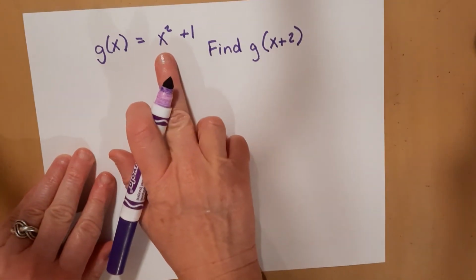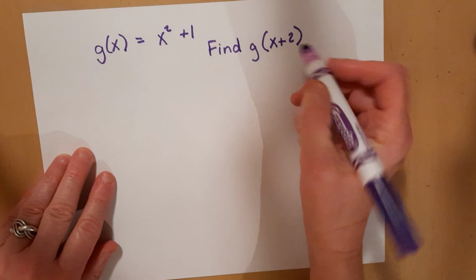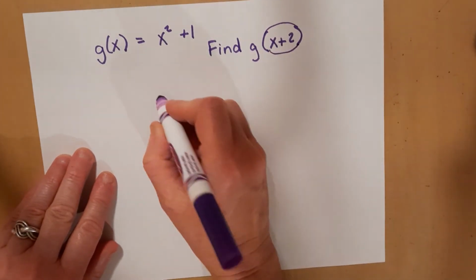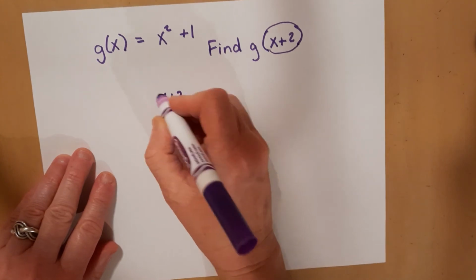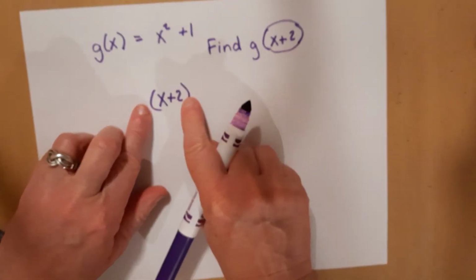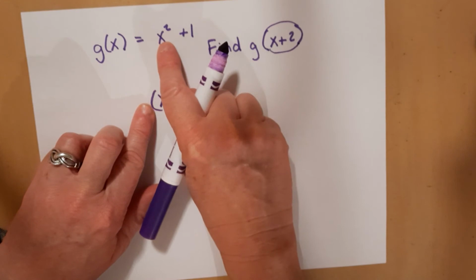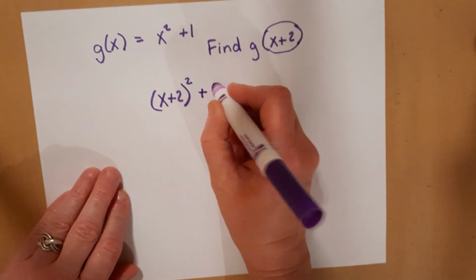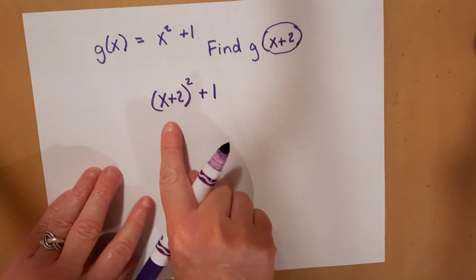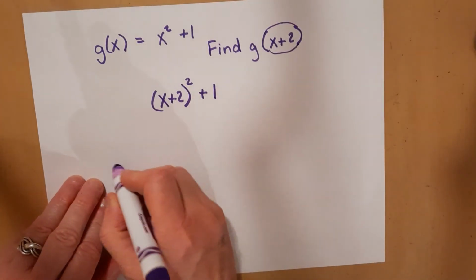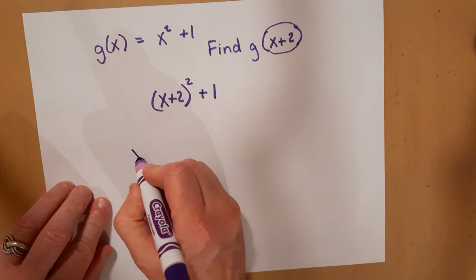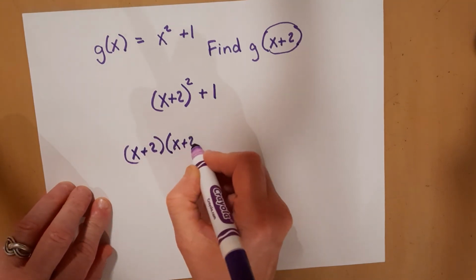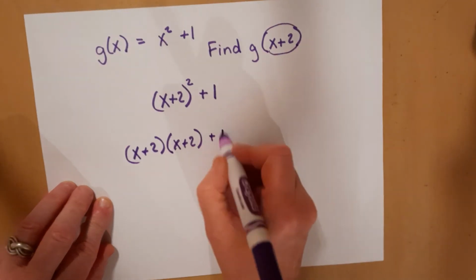So the first x gets squared. This whole thing right here goes in for x. Like I said, keep it in parentheses. That is what's going in for x. And what's happening to the x? It's getting squared, so we have to square that. And then add 1. Then to finish off this problem, we have to simplify this. That means x plus 2 times x plus 2, which is what x plus 2 squared means, plus 1.